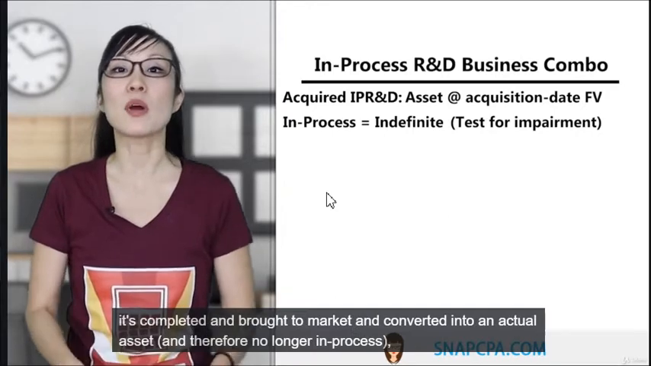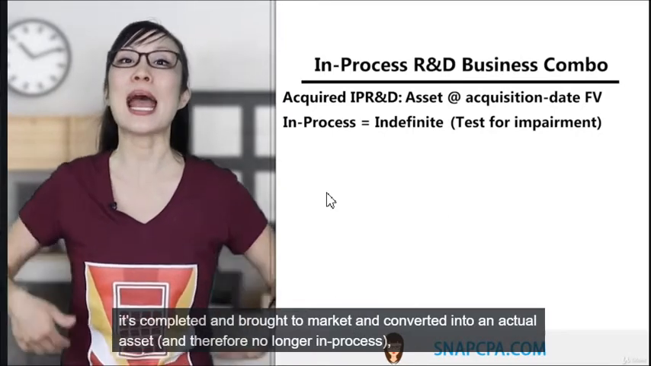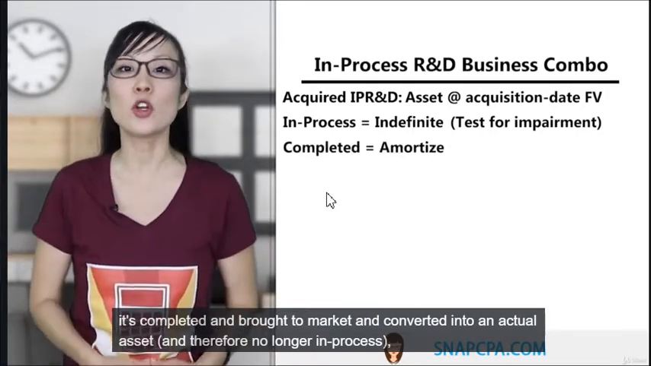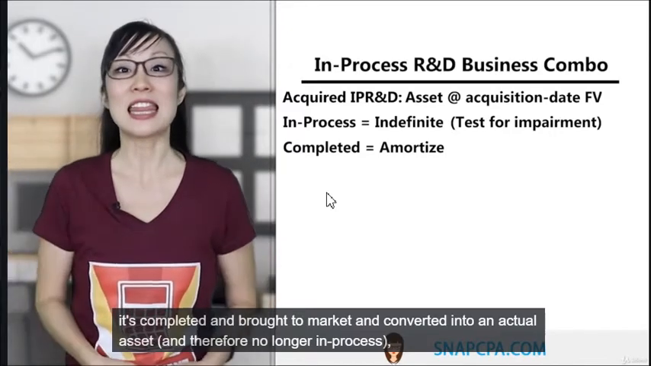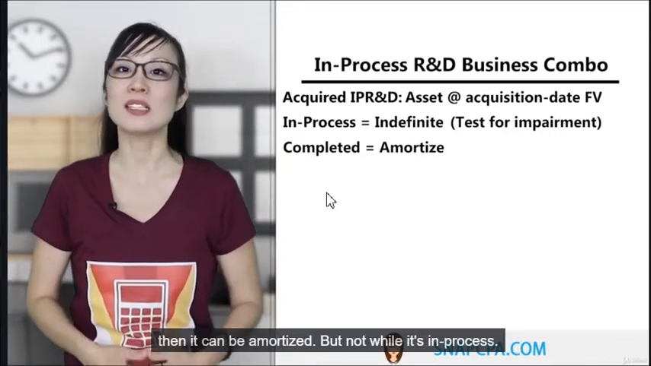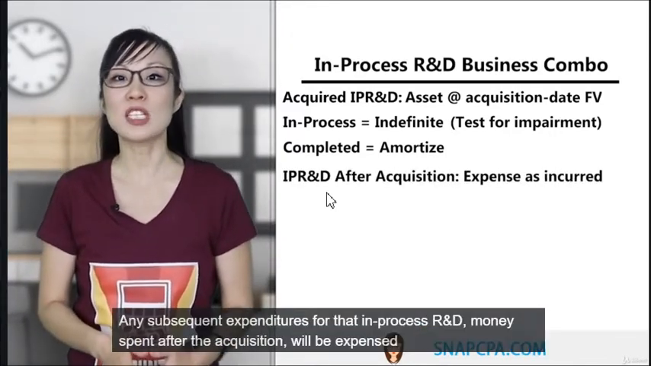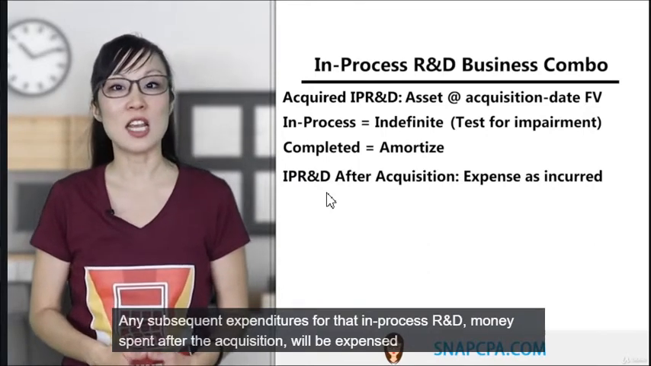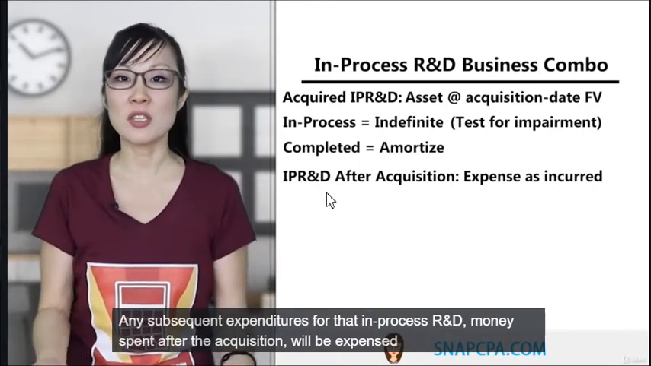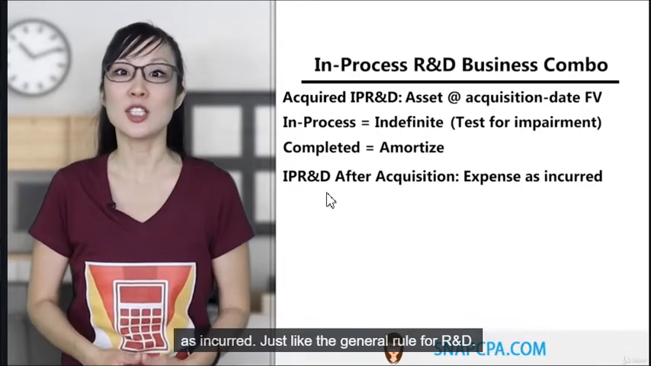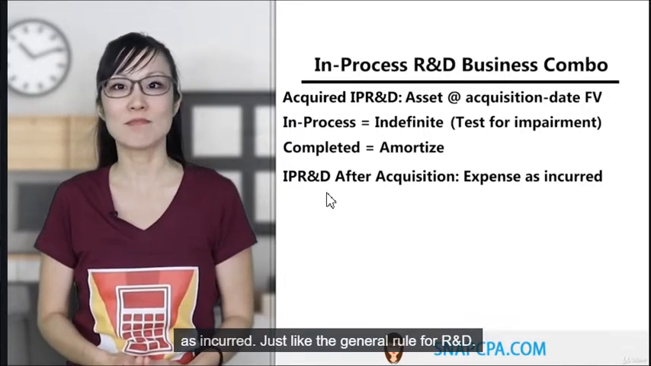Once it's completed and brought to market and converted into an actual asset and therefore no longer in process, then it can be amortized, but not while it's in process. Any subsequent expenditures for that in-process R&D, money spent after the acquisition, will be expensed as incurred, just like the general rule for R&D.